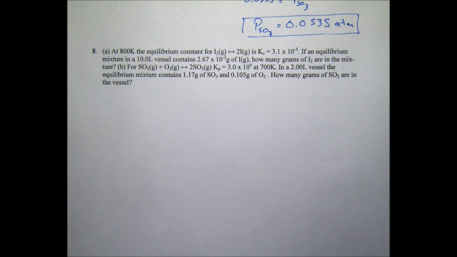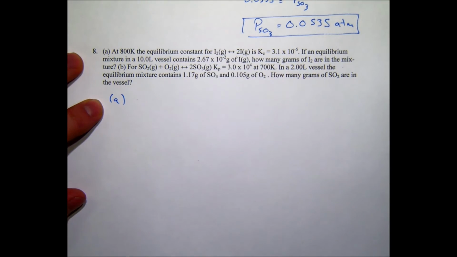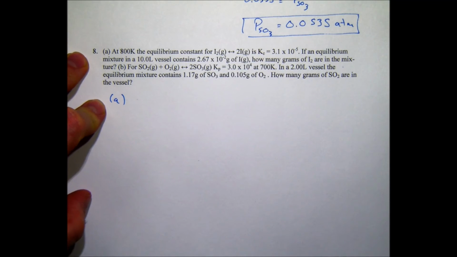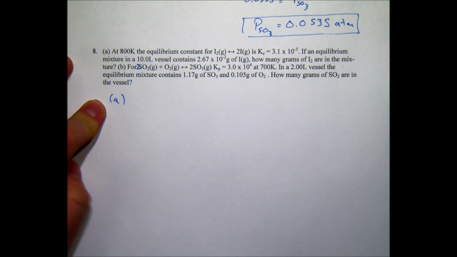It says at 800 Kelvin, the equilibrium constant for I2 to 2I is 3.1 times 10 to the negative 5. If an equilibrium mixture in a 10-liter vessel contains 2.67 times 10 to the negative 2 grams of I gas, how many grams of I2 are in the mixture? So let's look at A first. Once again, you can see in part B as well, it's not balanced for some reason. Anyway, 0.0267.